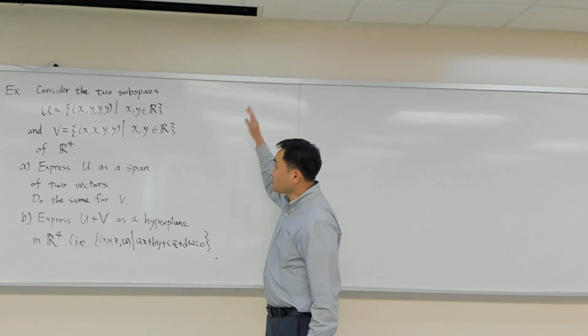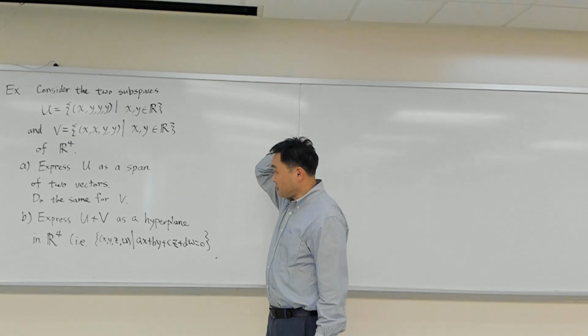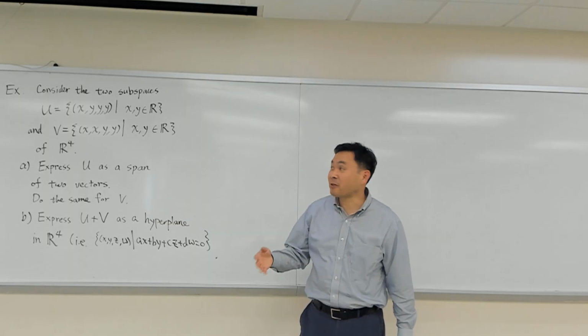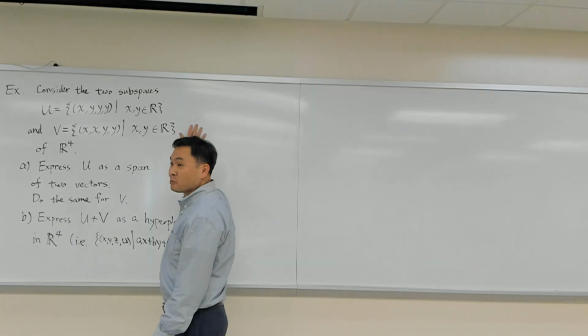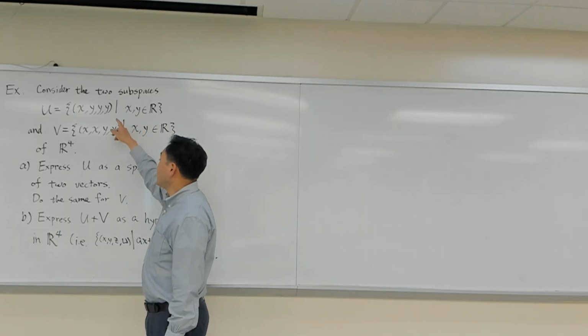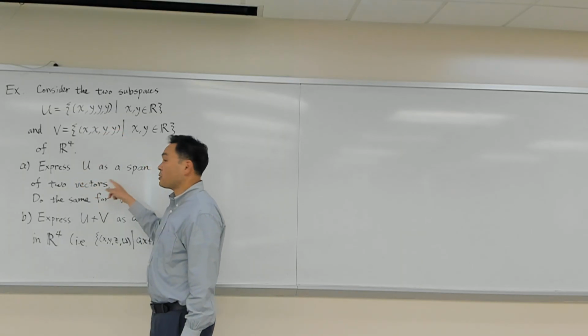Let's try this question. You have two subspaces, U and V, and the question is already accepting that these U and V are subspaces, so you don't have to prove that these are subspaces. And the first question is to express U as a span of two vectors.